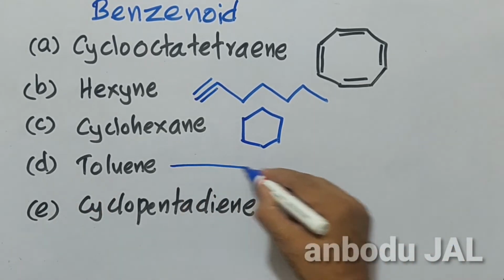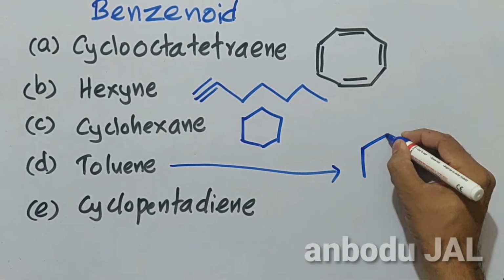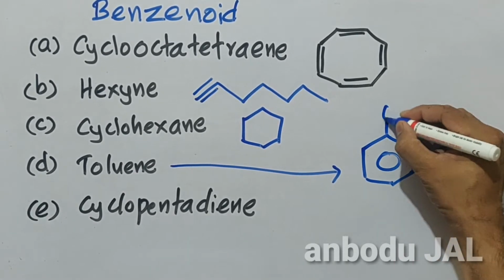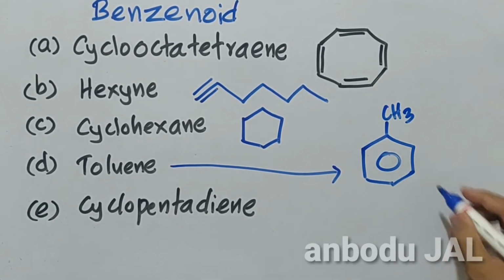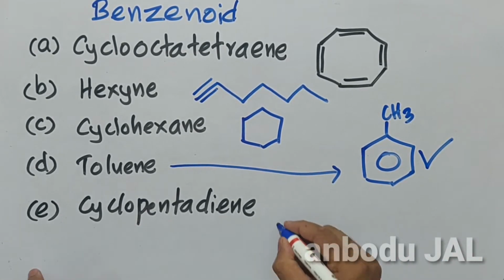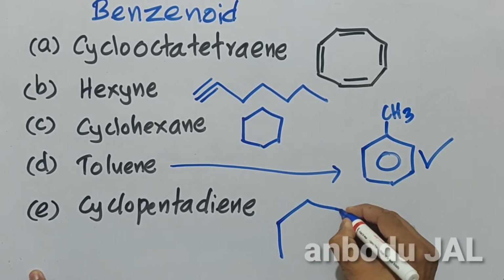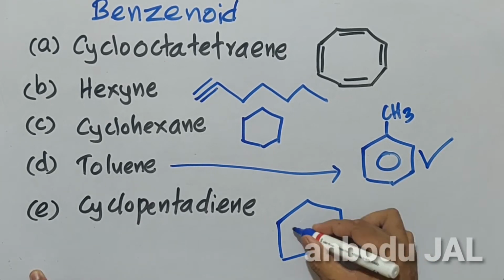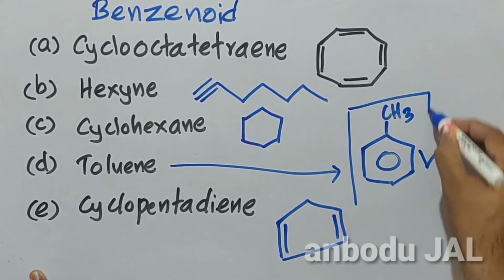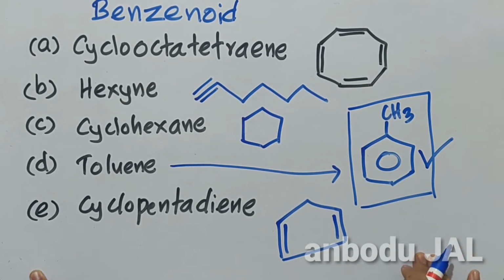Next one is toluene. What is the formula of toluene? There is one CH3 group on benzene. So this is the correct answer. Next compound, cyclopentadiene. This is cyclopentane and this is cyclopentadiene. Here the answer is option D, that is toluene.